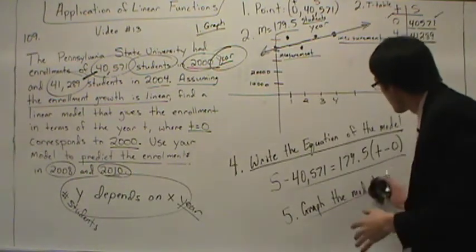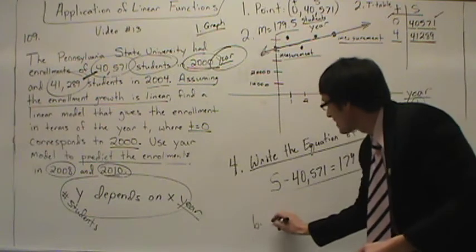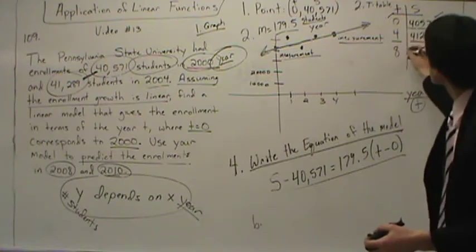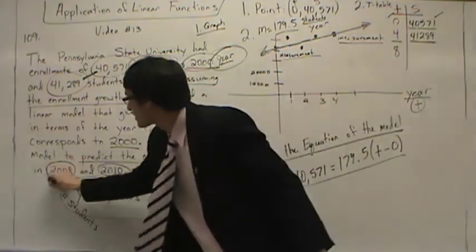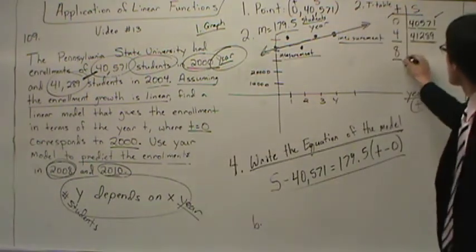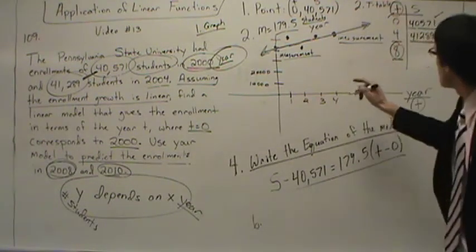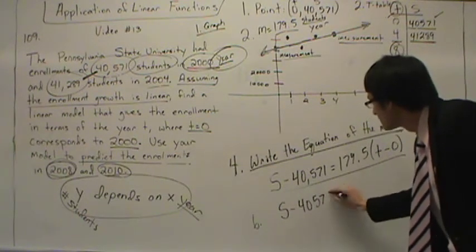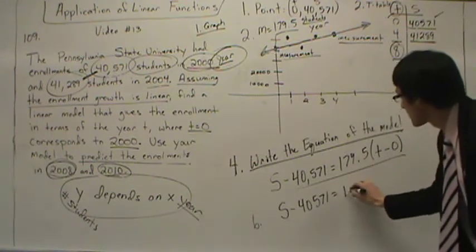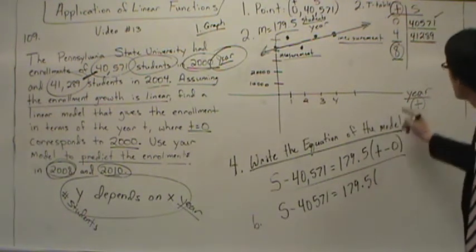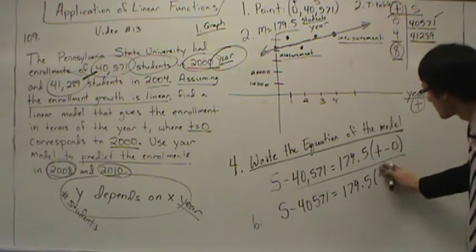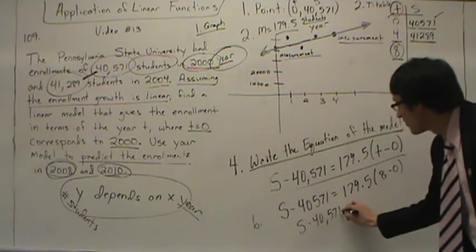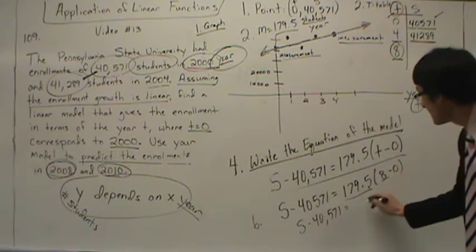So step 5 is to graph the model, and step 6 is to make predictions. So predict for year 2008. I've got to wrap this up. Predicting for 2008 would be represented by 8, and we're going to plug 8 in for t and end up with s minus 40,571 is equal to 179.5 times quantity 8 minus 0, which is just 8. Hopefully with the other video you can put all this together.